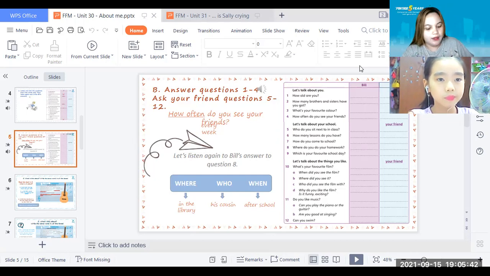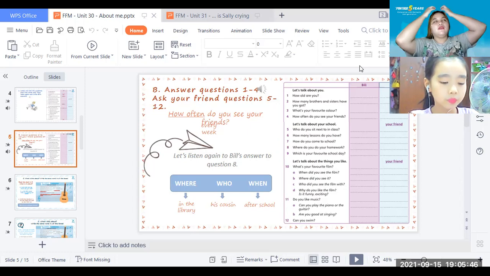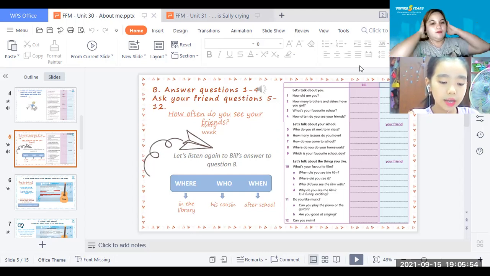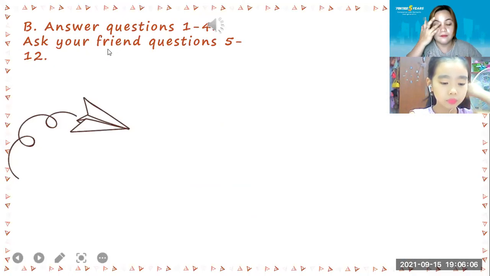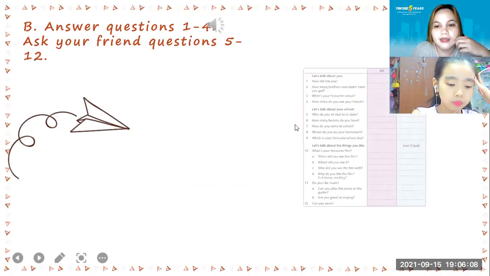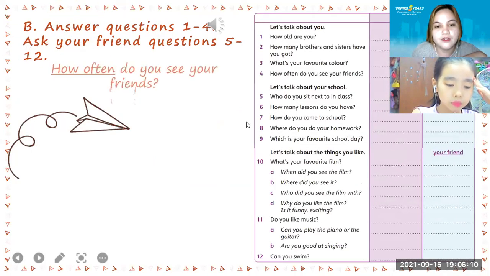Okay, for tonight, Akiko, we're just going to continue our lesson that we didn't finish last night, right? Yes. Okay, so this is still unit 30. About me. Yeah, I think this is about me. All right. So letter B. Oh, we're finished in this part already.